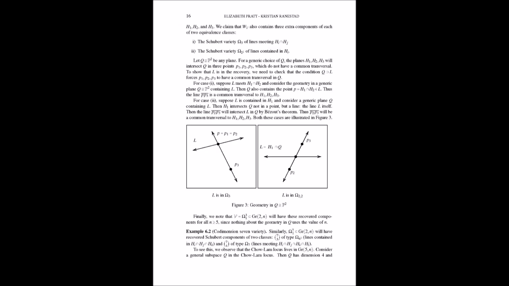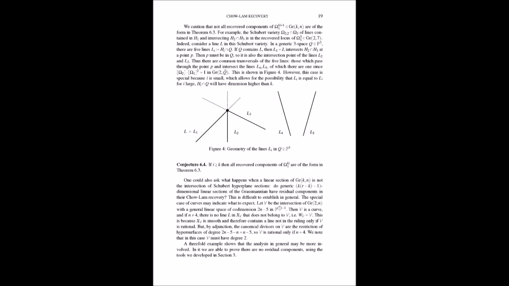Okay, we're diving deep today into a paper titled Chow Lam Recovery, by Elizabeth Pratt and Kristian Ranestad. All about subvarieties of the Grassmannian. Ooh, the Grassmannian. Sounds complicated. Well, think of it as the space that holds all possible lines, planes and higher dimensional spaces within a given projective space.